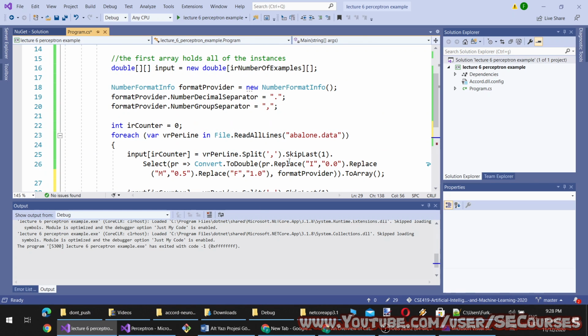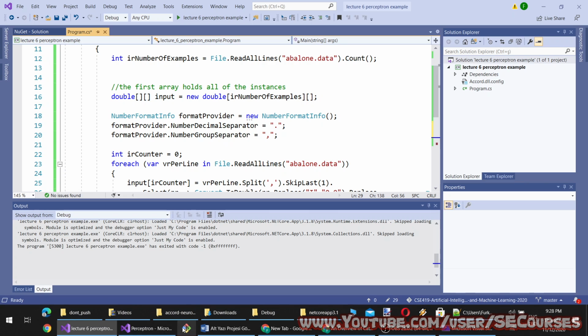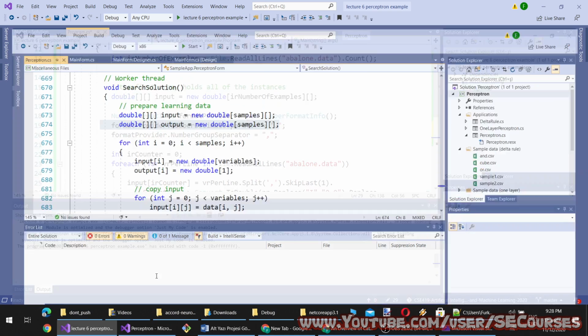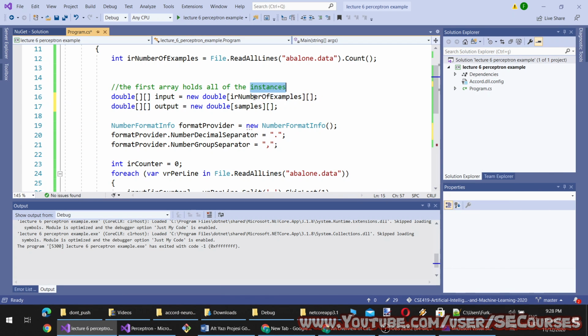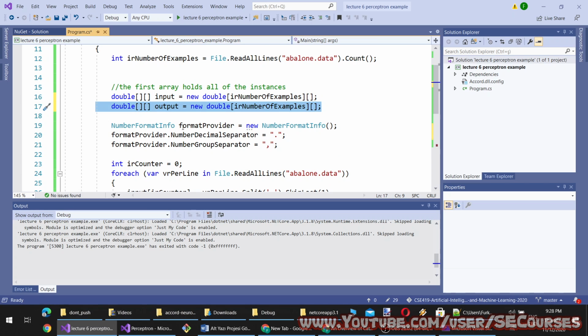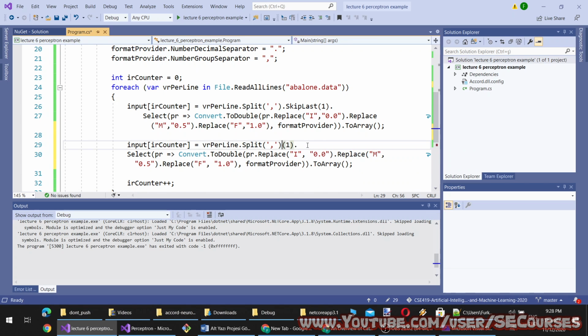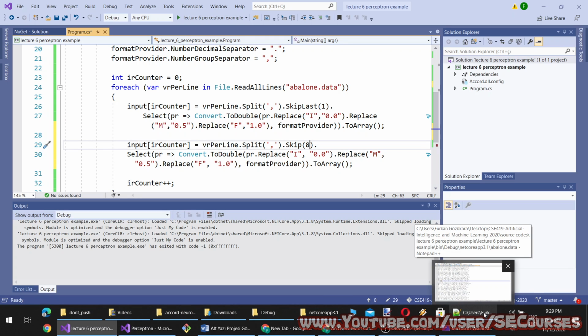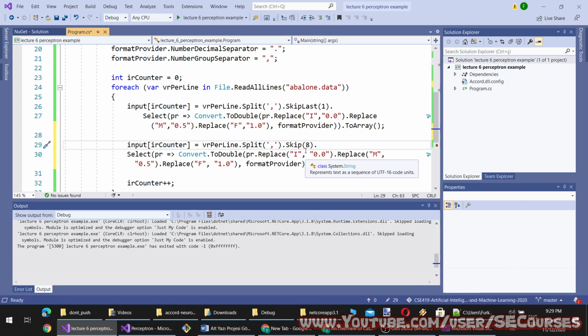Okay, and the same way I am going to use this to assign the output, like this. This will hold the classes of the input in the same order. This time I will use just skip, and it will be the first 8. Oh, by the way, I can use just last for this one. Okay, so this should work as well.